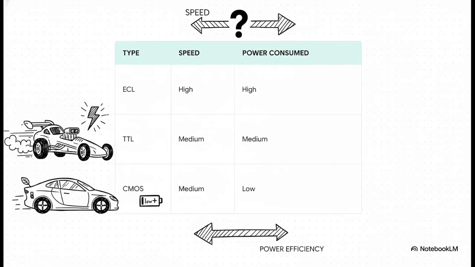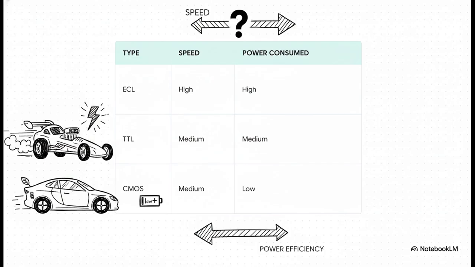Now, this is where it gets really interesting, because this slide shows the classic trade-off every single engineer has to face. On one side, you have something like ECL. It's like a drag racer. Unbelievably fast, but it burns through a massive amount of power. You'll find it in things like supercomputers, where speed is everything.